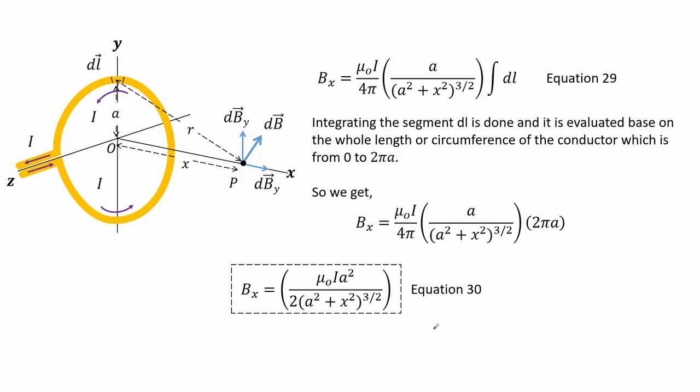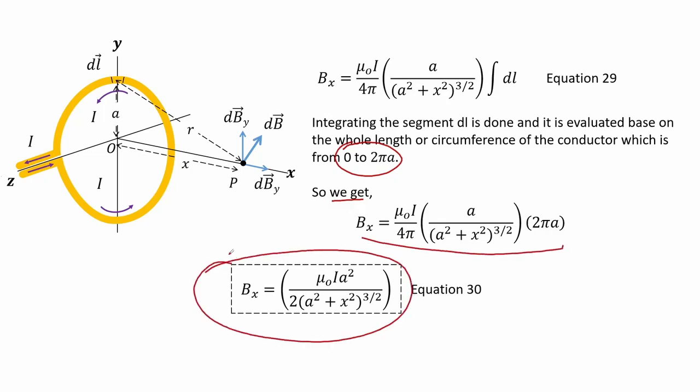Integrating the segment dl is done and it is evaluated based on the whole length or circumference of the conductor, which is from 0 to 2 pi a. So we get equation 30, which is the magnetic field due to a current carrying conductor exerted at a point P.